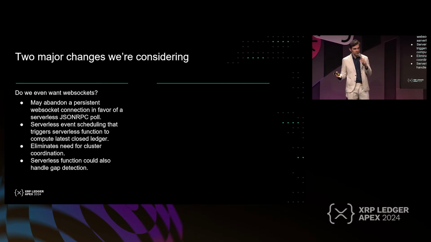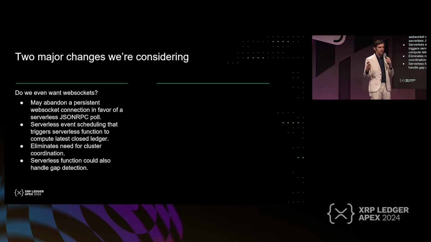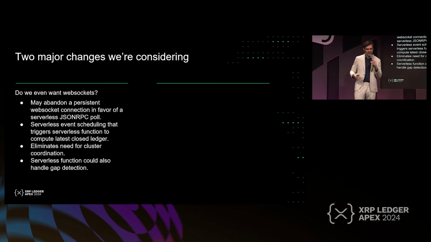Basically the serverless function would send messages to our cluster saying, go look at this closed ledger, go look at this closed ledger as it's coming in. So if it's filling a gap versus getting live data, the cluster doesn't know the difference and it doesn't really care, but it is way more reliable.